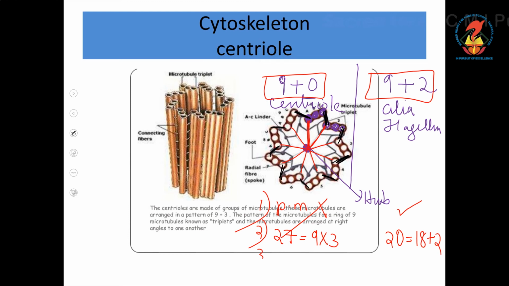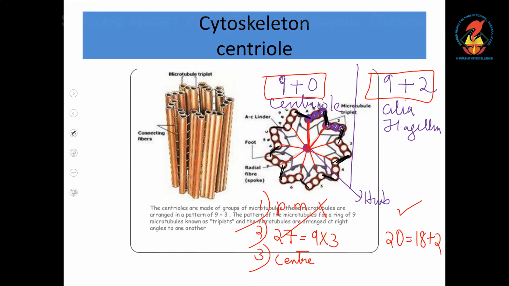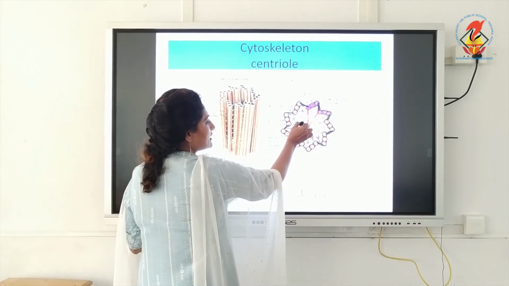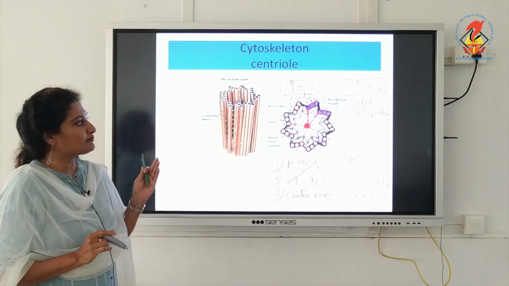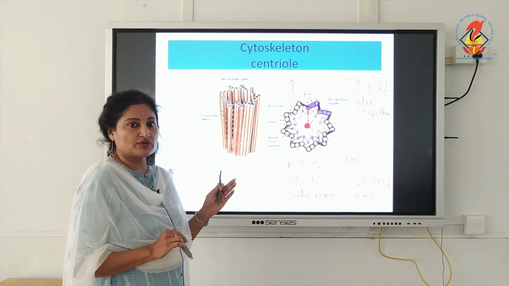And the third difference: is there a microtubule in the center in the 9+0? That is why it is 0. At the center, there is no microtubule. Here there are 2 microtubules at the center, but isolated, connected by a bridge. Here instead, what is it? It is a proteinous mass called hub. So, you got the three differences between 9+0 and 9+2. 9+0 is found in centrioles, whereas 9+2 is found in cilia and flagellum.